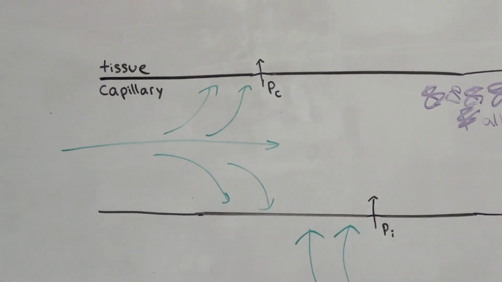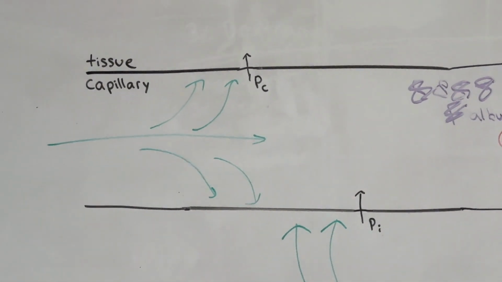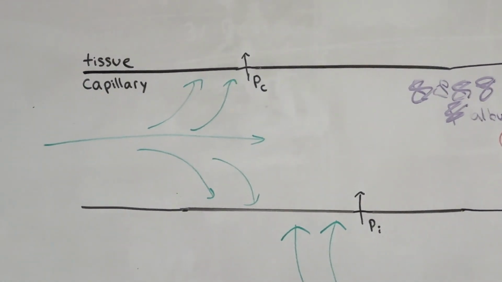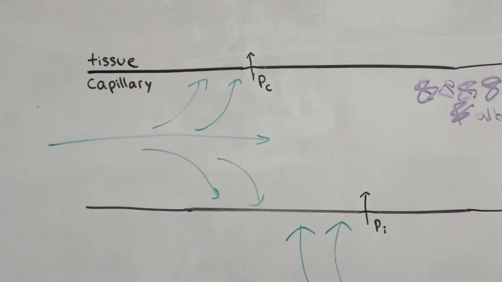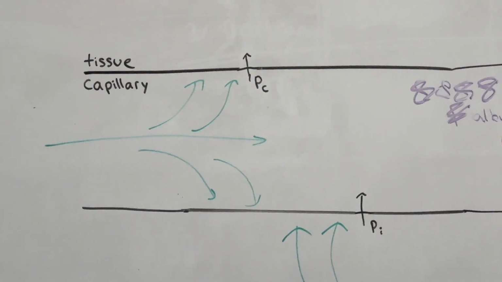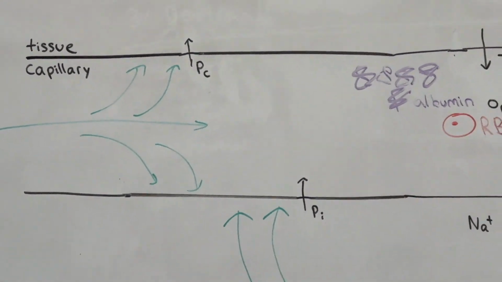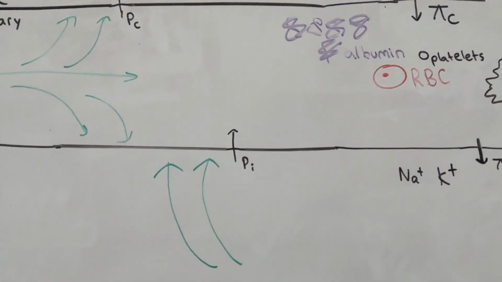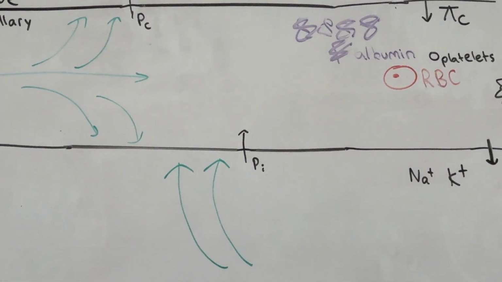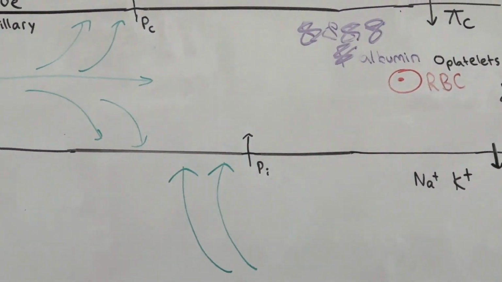Starling's law of ultrafiltration decomposes the net movement of fluid between the blood and the interstitial tissue. The capillary blood pressure, or PC, is the hydrostatic pressure inside the capillaries, pushing fluid from the vessel into the tissue. The interstitial tissue pressure, or PI, is the hydrostatic pressure of the fluid in the tissue, pushing fluid from the tissue into the vessel.